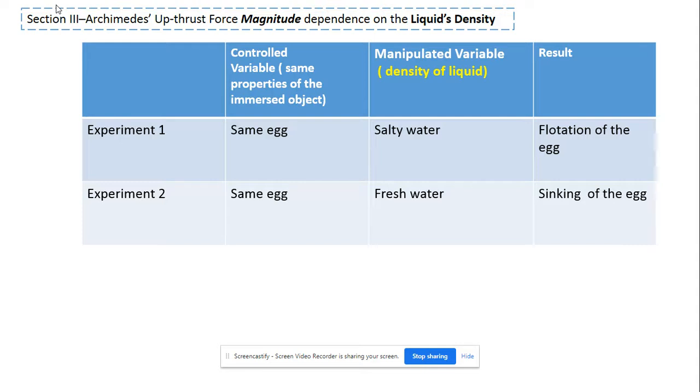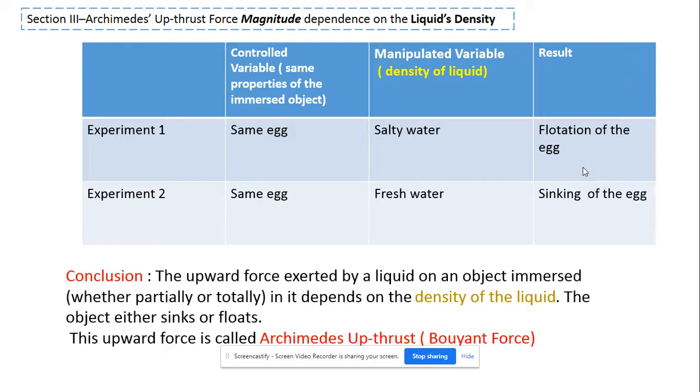And the flotation or the sinking of the egg depends on the upward force exerted by the liquid on it. If it was strong enough to oppose the weight, then the object floats. However, if the upward force was not strong enough to overcome the weight, then the weight lets the object sink, to move downward to the bottom. So the density of the liquid affects the force exerted by the liquid on the object.